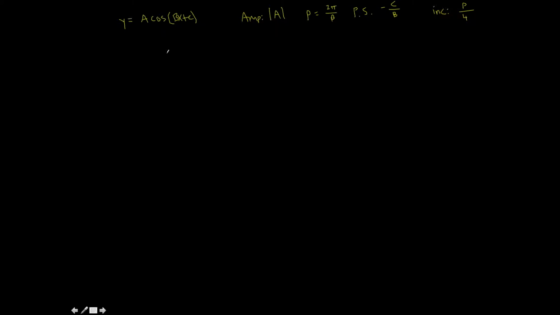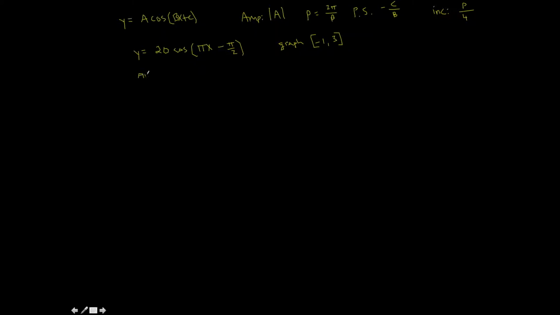Alright, so let's look at a problem. Let's look at this one. y equals 20 cosine of pi x minus pi over 2. And I want it graphed from -1 to 3. -1 to 3.